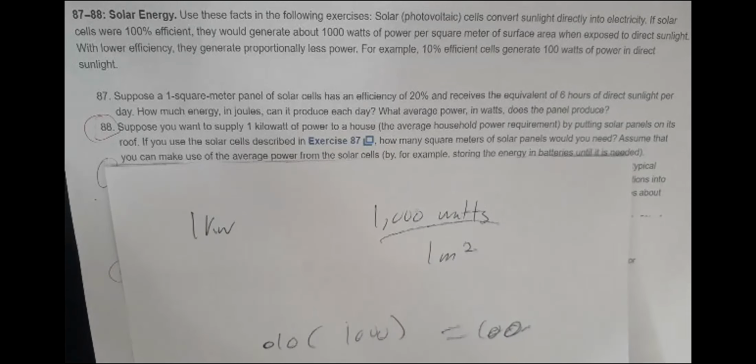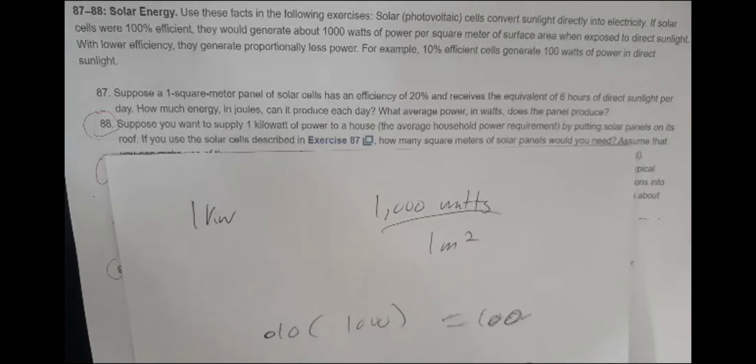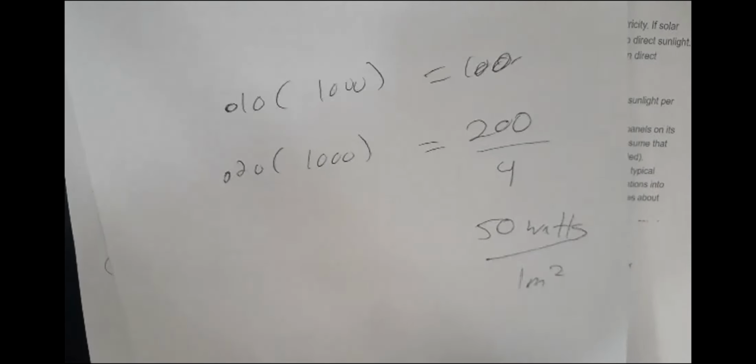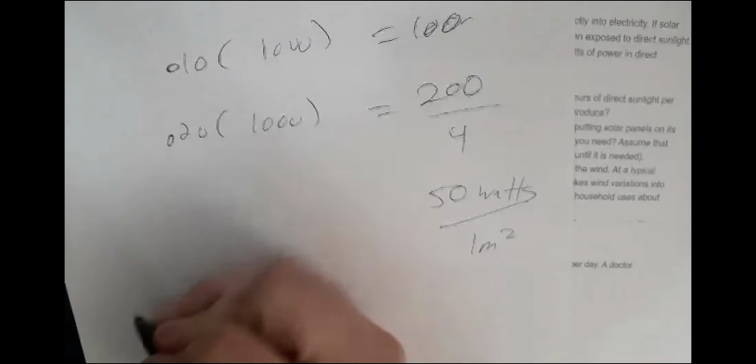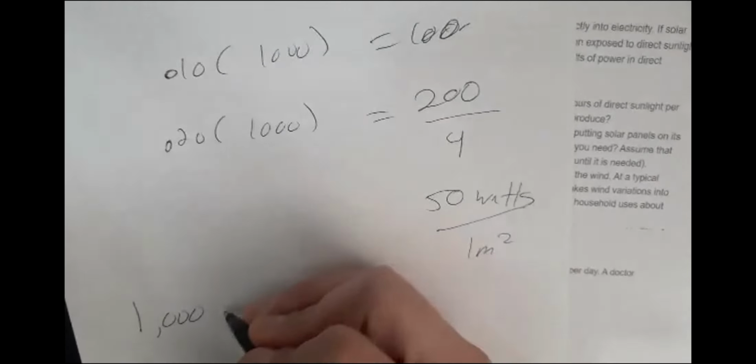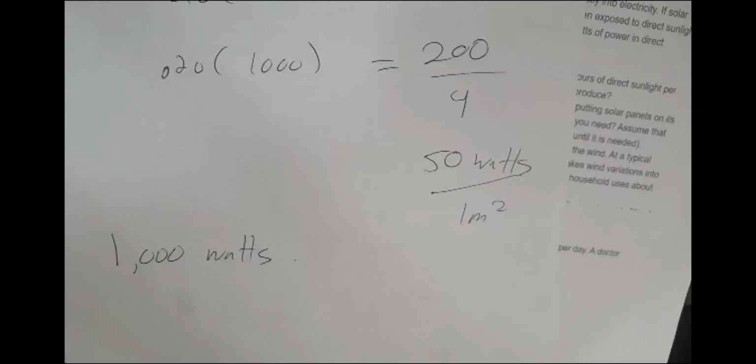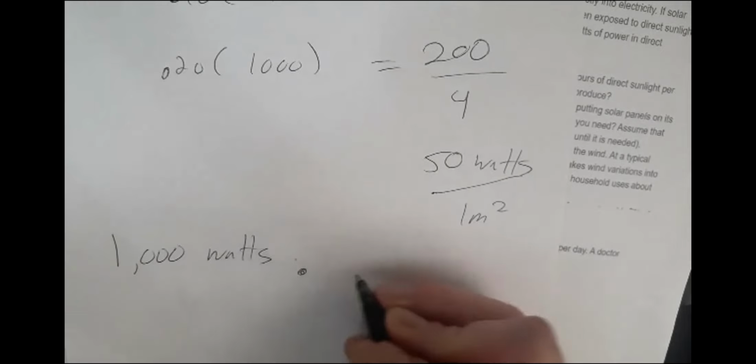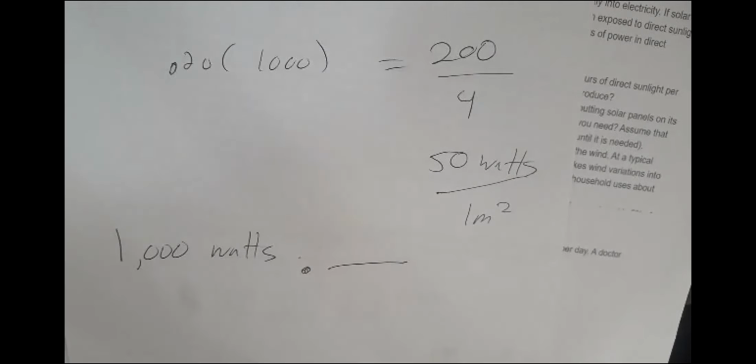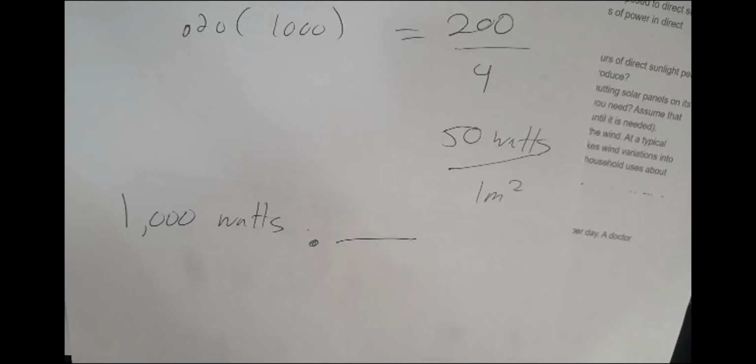How many square meters would you need for 1,000 watts, or 1 kilowatt, is what we want to figure out. So if we want to do 1,000 watts, how many square meters would we need? How would you figure that out? 100. Shouldn't be 100. We're getting 50 watts per square meter, and we need 1,000 watts. How many square meters are we going to need?